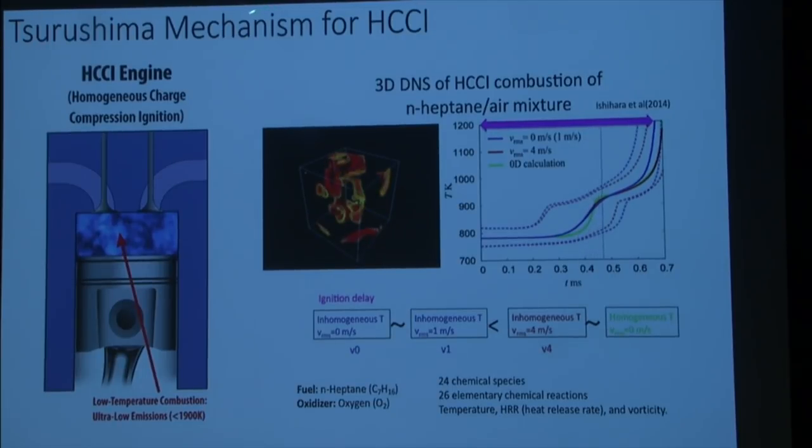So this Tsurushima mechanism comes with a lot of data. The fuel and oxidizer, you've got N-heptane and oxygen, and then 24 additional chemical species are kept track of. So the density or the presence of those chemical species. This is across 26 different elementary chemical reactions. Plus we have temperature, heat release rate, and vorticity. So many, many, many scalar fields. Since we haven't seen enough persistent homology.